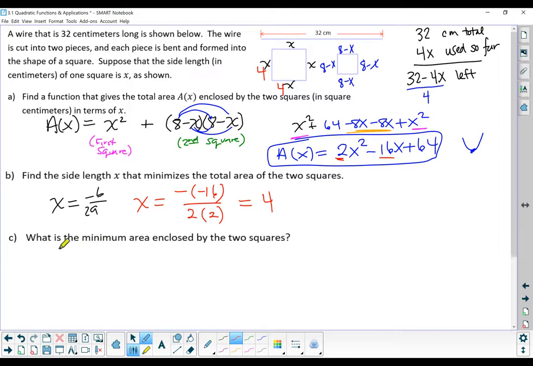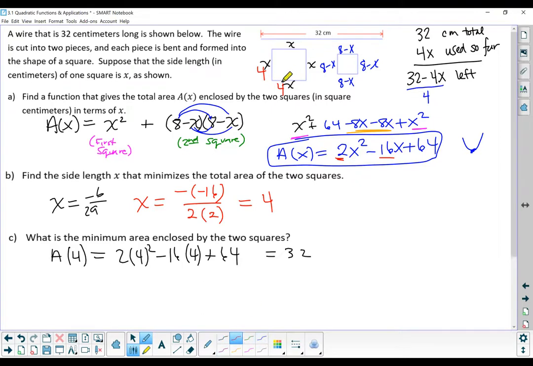And now it asks us, what is the total minimum area enclosed? So just like before, you've got a couple choices here. You can either calculate it using your equation, and that will work really well if you like that method. My 6s look really good today. And then if that works for you, go ahead and do that. You end up with 32 as your answer.